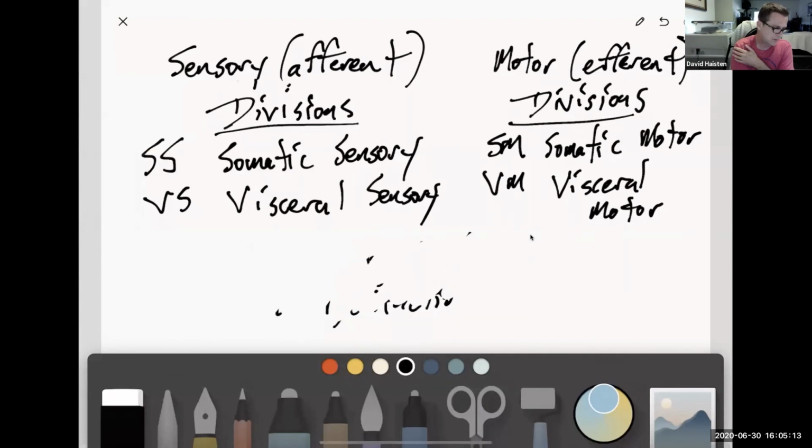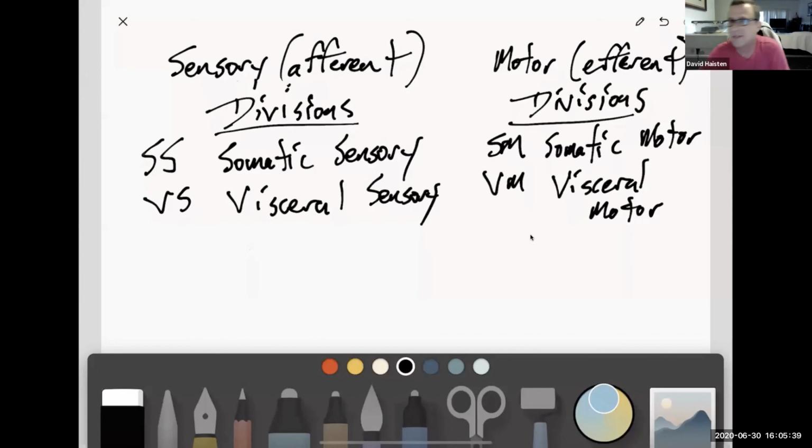Okay, here's a little trick. Visceral sensory is basically sensory input coming from your inner body tube and viscera. Your inner body tube is made up by your digestive tract, basically. That's your inner tube. So anything happening with your viscera, that's visceral sensory.